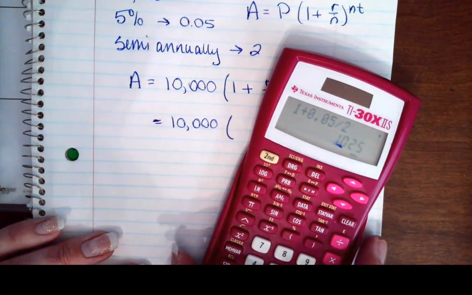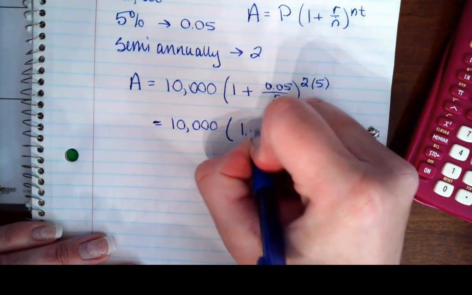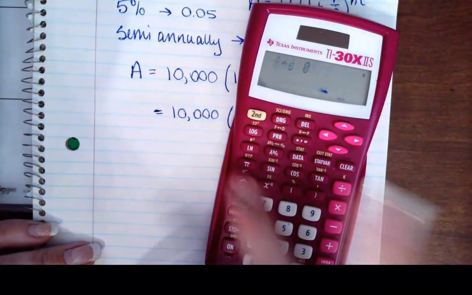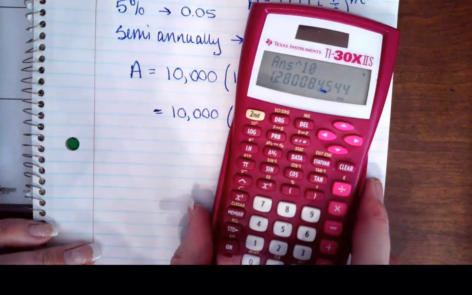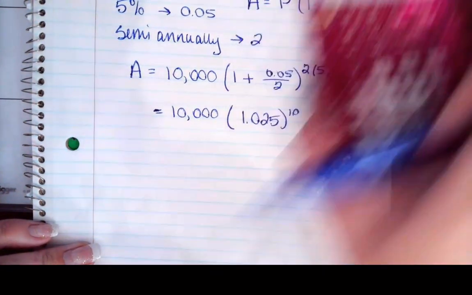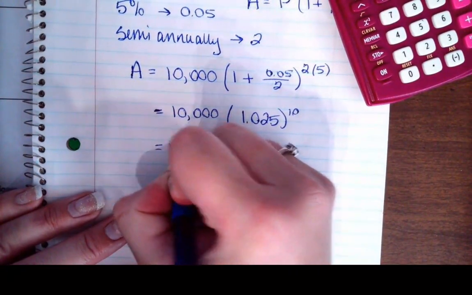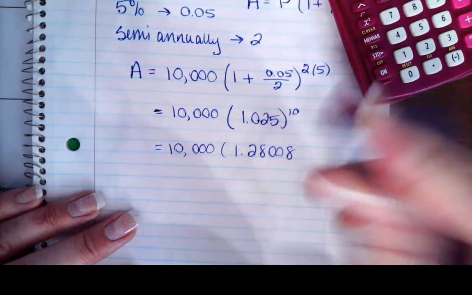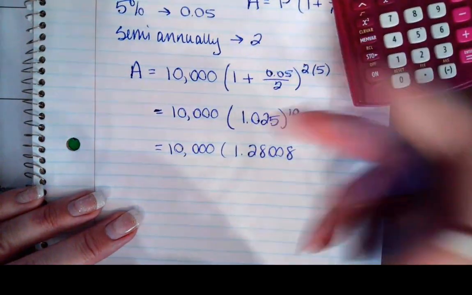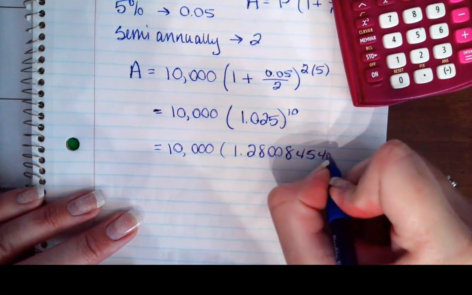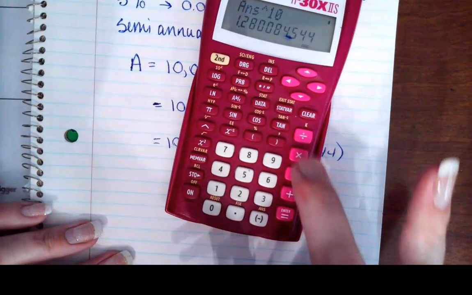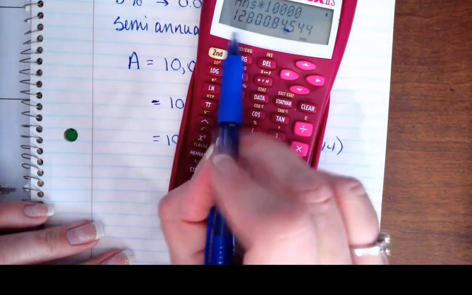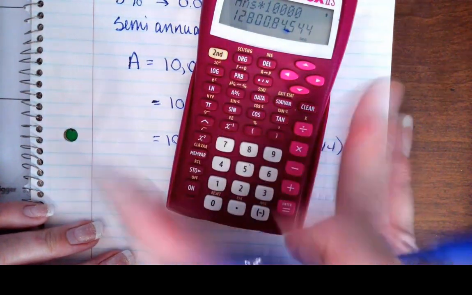0.05 divided by 2 is 1.025, raised to the 10th. So I'm going to raise that to the 10th power. I get 1.28008 0084544. And I'm going to take that times 10,000. So my answer is $12,800.85.